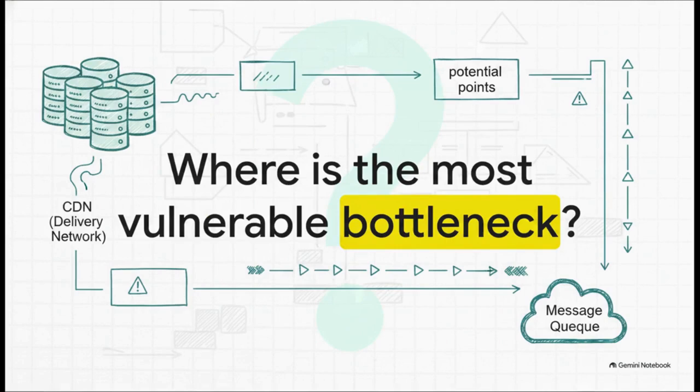So to wrap up this explainer, looking at this incredibly intricate top-to-bottom flow, it leaves us with a pretty compelling question about that final focus on scaling. From the CDN all the way down to the message queue, when you are designing a system for billions of users, where is the most vulnerable bottleneck? What's going to break first?